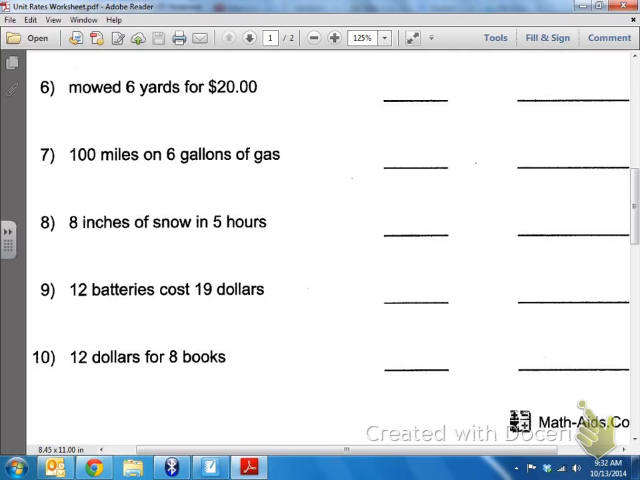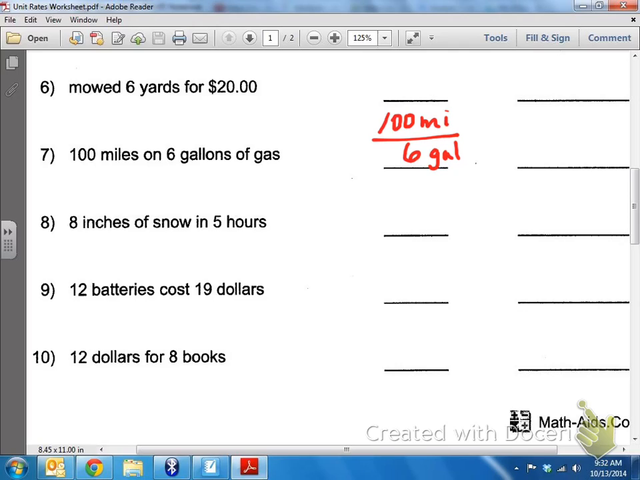Usually the distance or some type of length or measurement goes on top. So miles, inches, feet, meters, whatever it is, that's usually the part that goes on top. So the distance of something, the length of something will be the unit that goes on top. So in this case, it's 100 miles per 6 gallons.